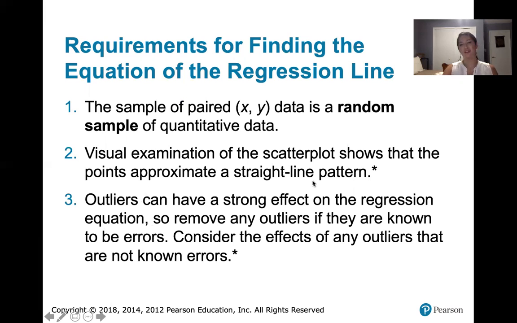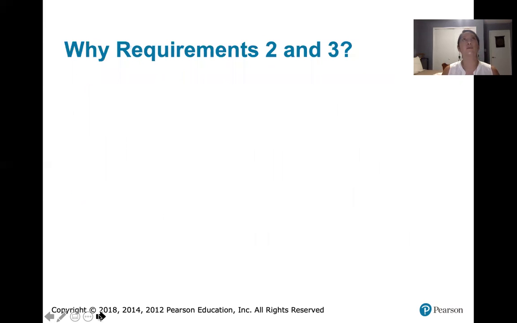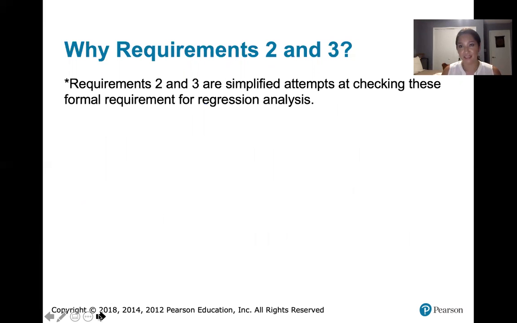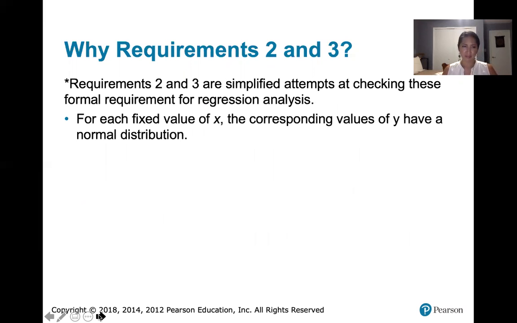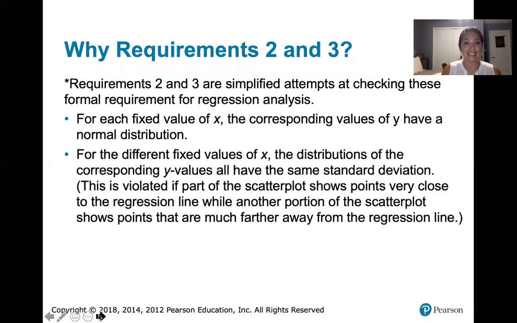Now, requirements 2 and 3 have little stars by them because these are really our attempts to measure something else. So if you're saying, why do we have requirements 2 and 3? Requirements 2 and 3 are simplified attempts to check these other formal requirements for regression analysis. Here are the formal requirements. For each fixed x value, the corresponding values of y should have a normal distribution. That's difficult to check. Rather than checking that, we're going to check requirements 2 and 3 instead. If requirements 2 and 3 are met, this requirement is approximately met at least.